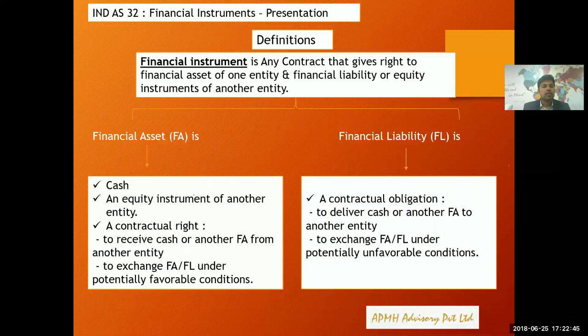A financial asset is nothing but cash, an equity instrument of another entity, that is your equity investment, a contractual right to receive cash or another financial asset from another entity, that may be a loan, or a right to exchange financial assets or financial liabilities under potentially favorable conditions, that is derivative contracts which are favorable to you as on the date of the balance sheet. A financial liability is nothing but a contractual obligation to deliver cash or another financial asset to another entity, that may be a loan repayable or borrowings, or a contractual obligation to exchange financial assets or liabilities under potentially unfavorable conditions, that is derivative contracts which are unfavorable to you as on the date of the balance sheet.